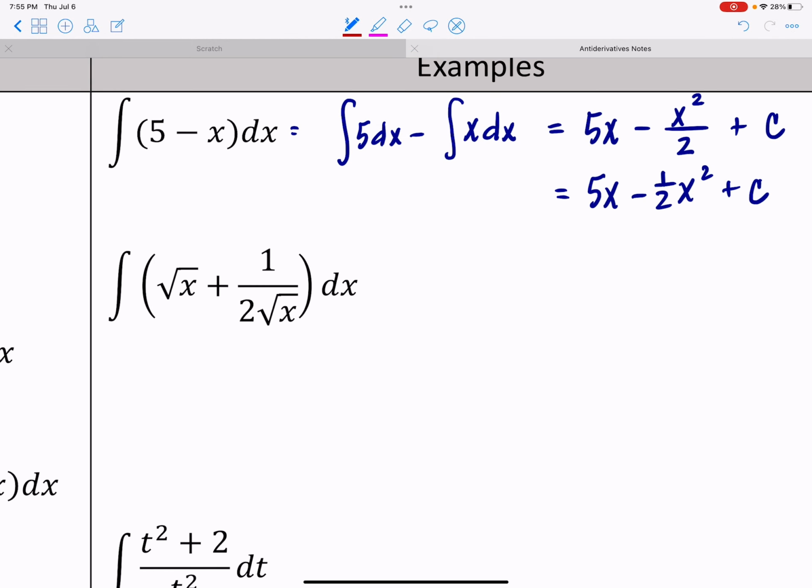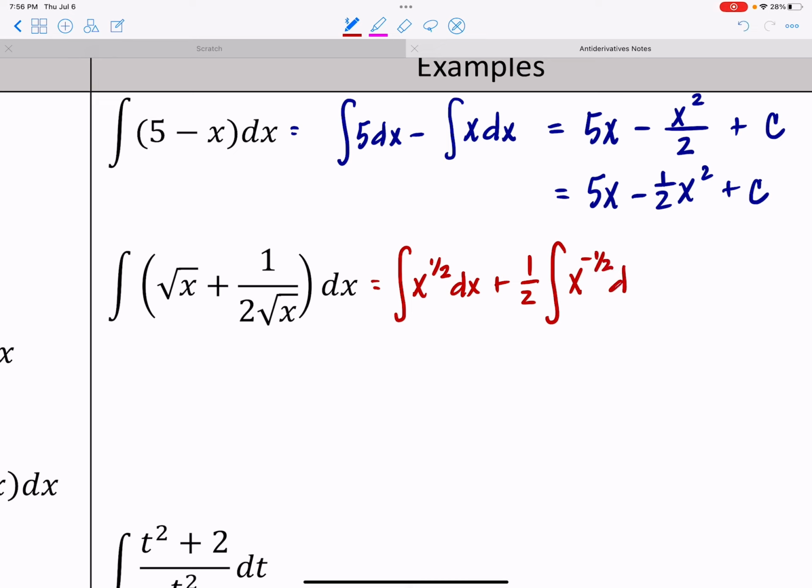Let's try another one. So here, again, I'm going to split this up, and I'm actually going to do some rewriting here as well. So I'm going to take the integral of the square root of x, which I know is x to the 1/2. If I have it as a power, I know what to do with that. dx plus, this is going to be the integral of, I'm going to make this 1/2 and then x to the negative 1/2. So that's x to the 1/2 on the bottom, so that's going to become 1/2, and actually I can bring that 1/2 out in front.